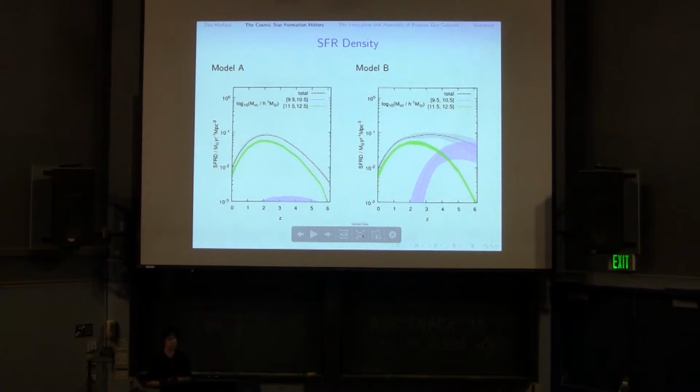However, when it comes to higher redshift, the two models are in contrast with each other. For example, for Model A, the star formation rate density declines quickly with redshift. While for Model B, the star formation rate density goes almost flat, showing no sign of decrease. And at high redshift, the star formation rate density is mainly contributed by halos of the order of 10^10 solar masses.